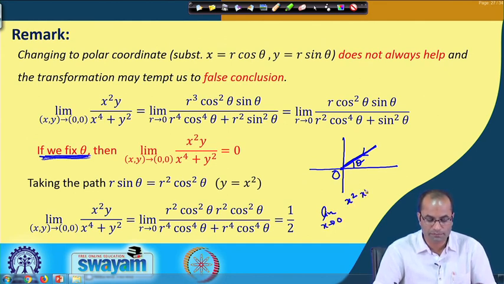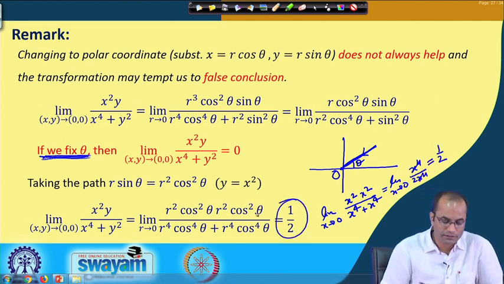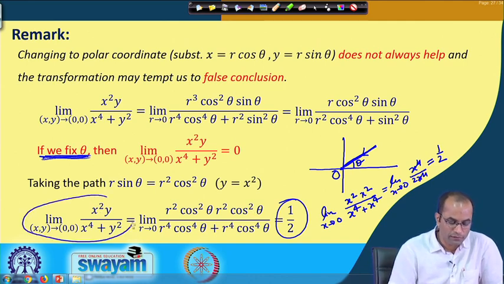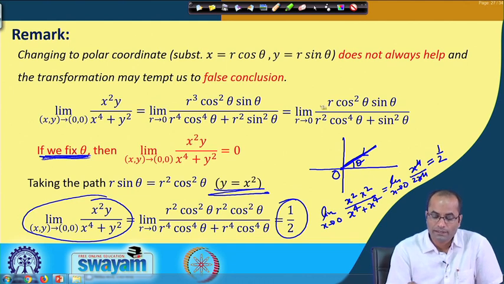So, y is replaced by x square, and then we have x 4 and plus y square, again here x 4. So, limit x goes to 0, and we have this x power 4 divided by 2 x 4. So, x 4 gets cancelled, and then we get this limit half. So, this is the limit in this case along this particular path.